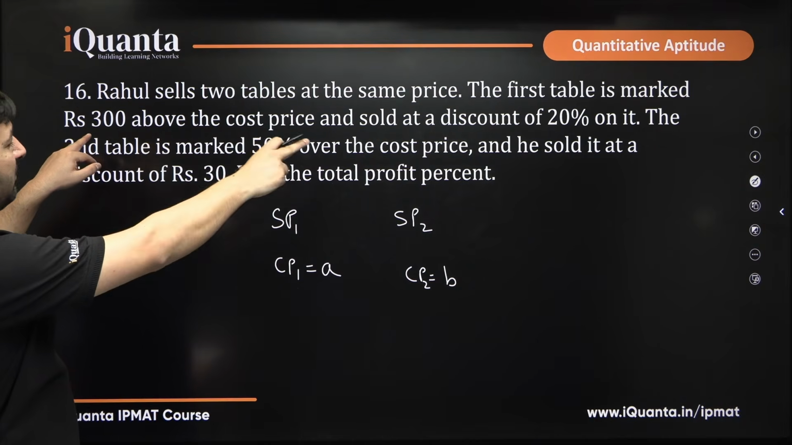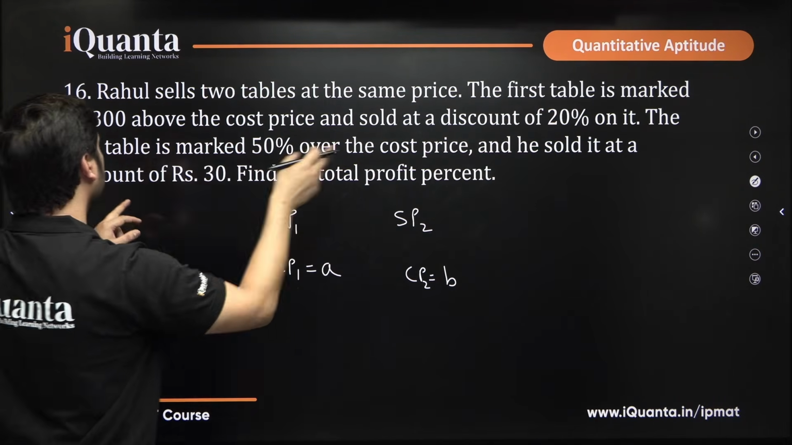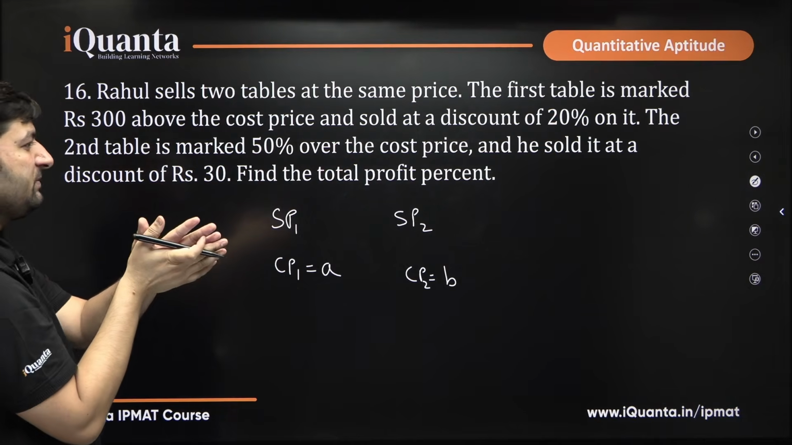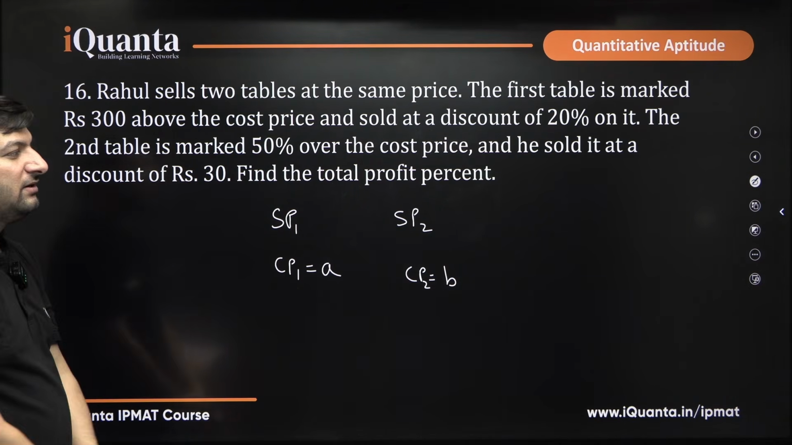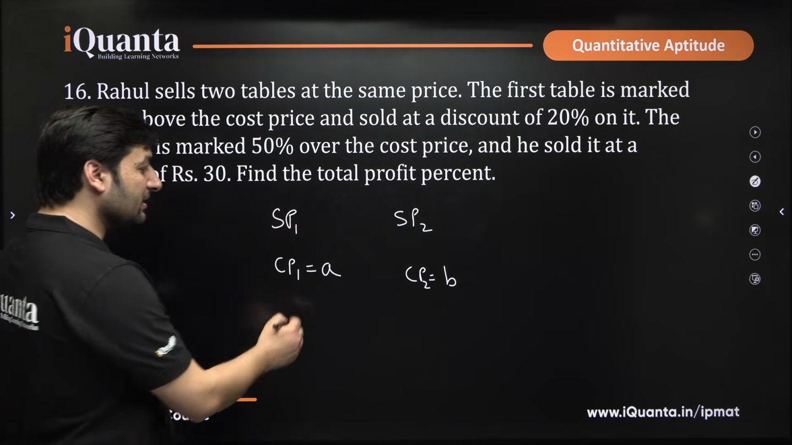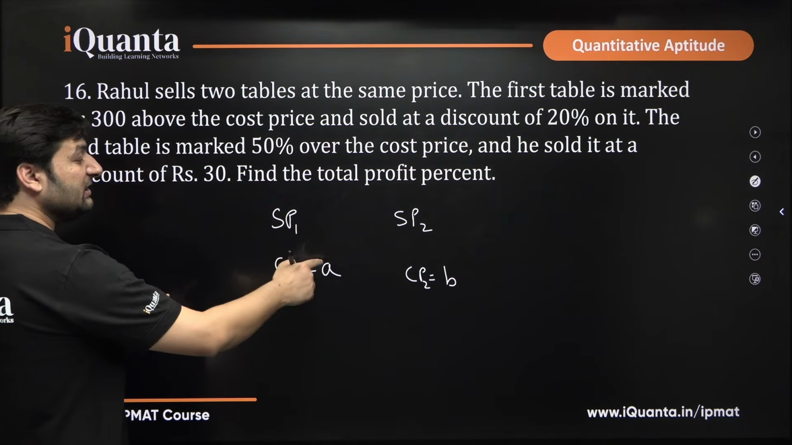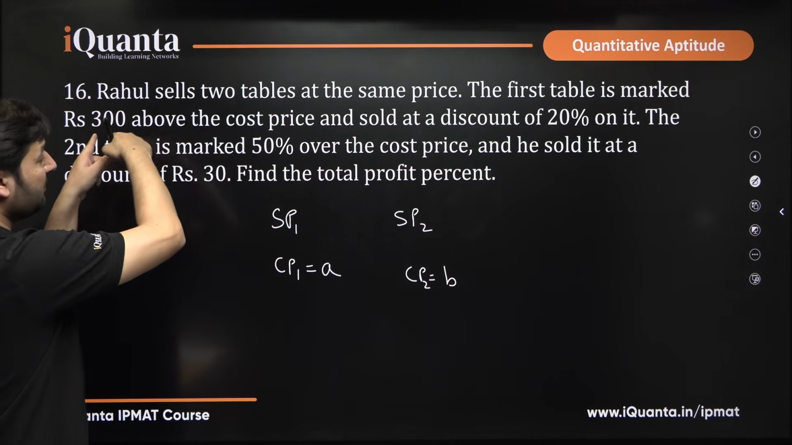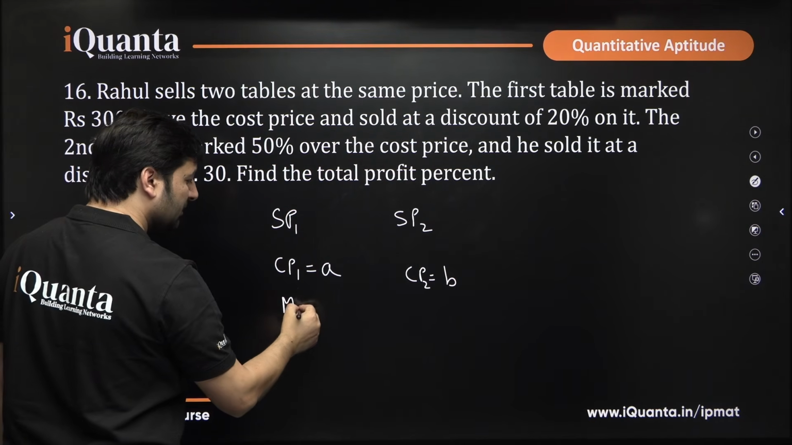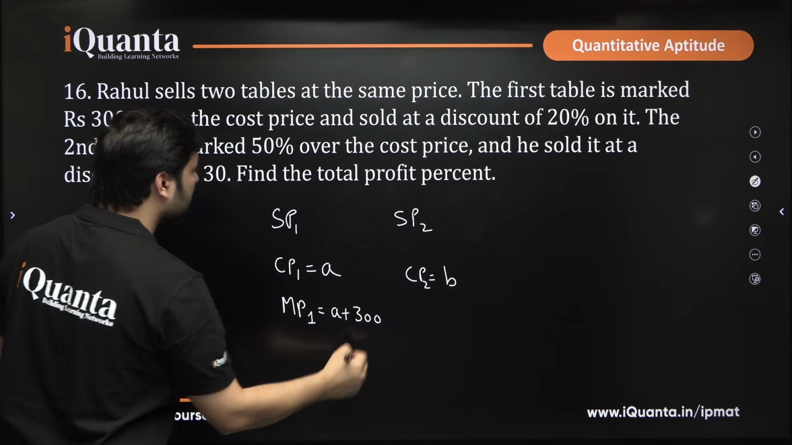First table is marked 300 above the cost price and sold at a discount of 20%. The second table is marked 50% over the cost price and he sold it at a discount of rupees 30. Find the total profit percent. So we have not been given the CP, okay, clearly. So let me say that CP of first table is A, CP of second table is B. I know that CP will be increased. The first table is marked up by 300 rupees. So the marked price of first table will be A plus 300. I hope this is clear.